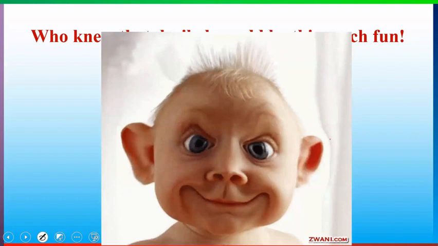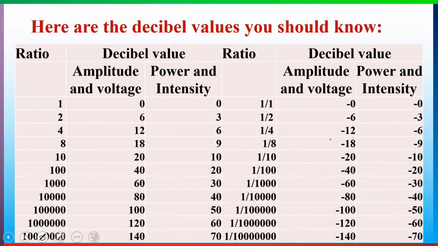This is too easy. So who knew that decibel could be this much fun, right? So here in this table, you can see if there is any change in amplitude or power, voltage, intensity, that can easily be converted.